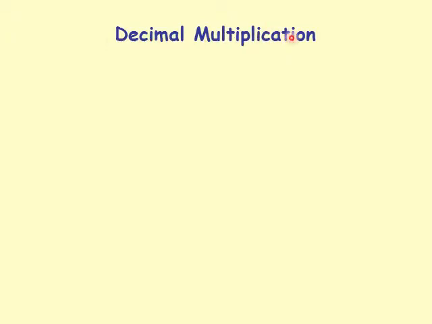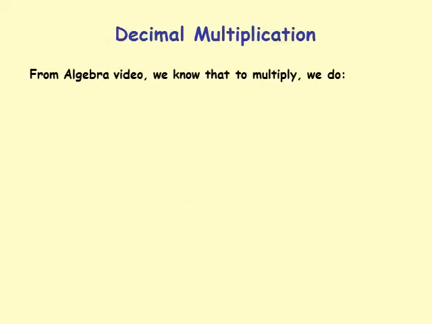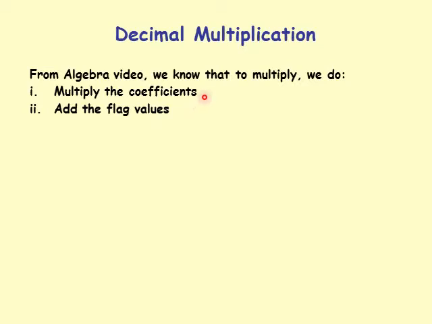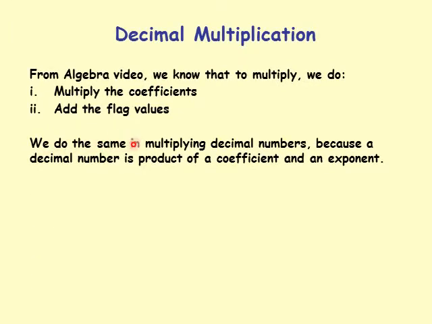Decimal multiplication. Okay, that's the first thing we do. From the algebra video we know that to multiply we do what? Multiply the coefficients and add the exponent values. We do the same in multiplying decimal numbers, because decimal numbers are products of coefficients and exponents.